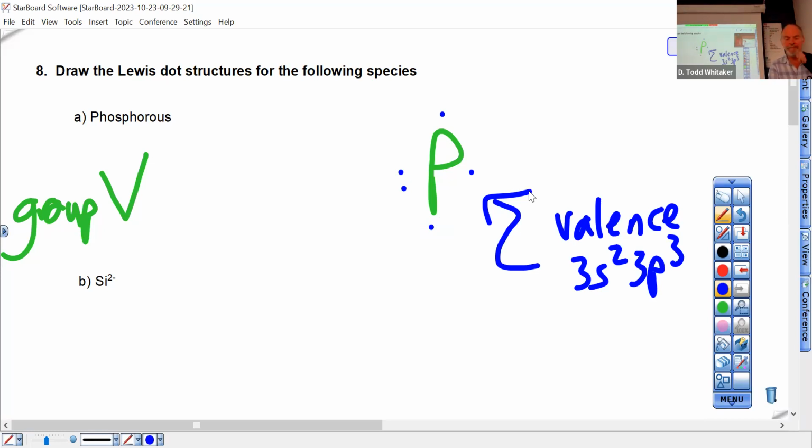We had a question. Same picture, except an N in the middle for nitrogen, phosphorus, arsenic, and antimony. SB.